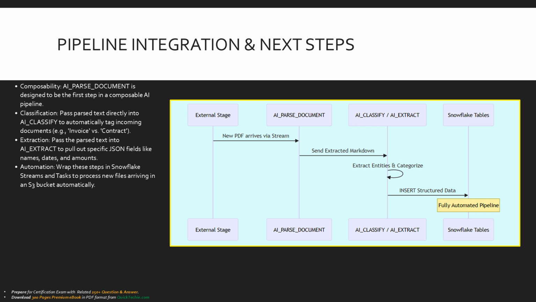Our final sequence diagram illustrates a fully automated event-driven architecture. A new PDF arrives in the external stage, triggering a Snowflake stream. The pipeline automatically calls AI parse document to grab the text. That output immediately flows into AI classify and AI extract, which identify the document type and pull out specific entities. Finally, that structured data is inserted directly into your Snowflake tables for business reporting. This represents the pinnacle of modern data engineering.